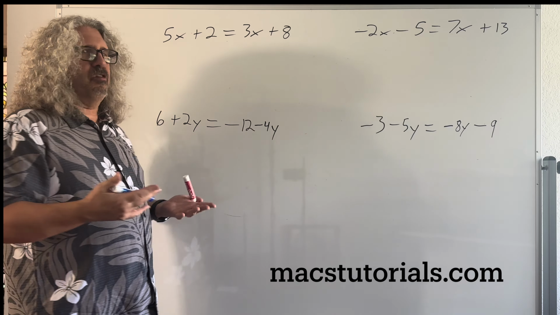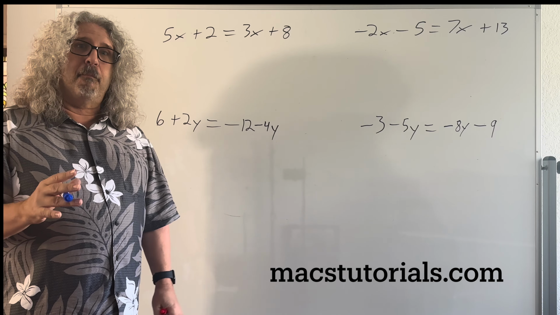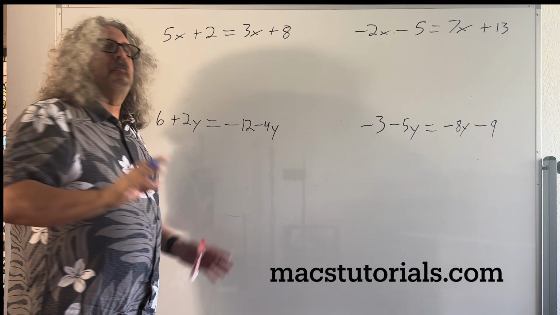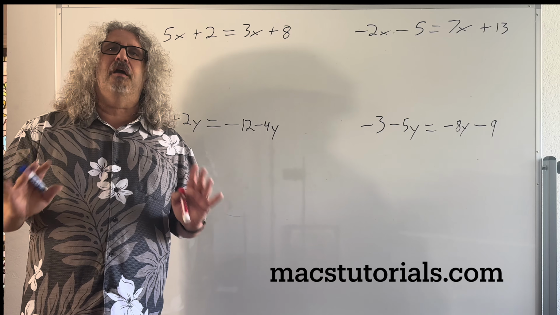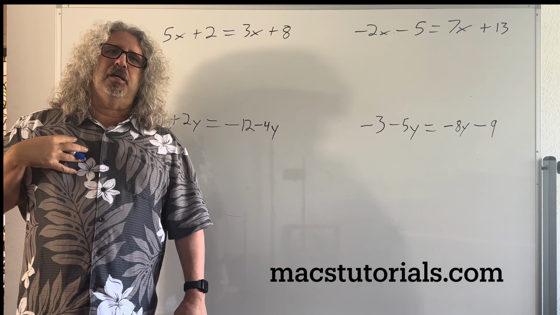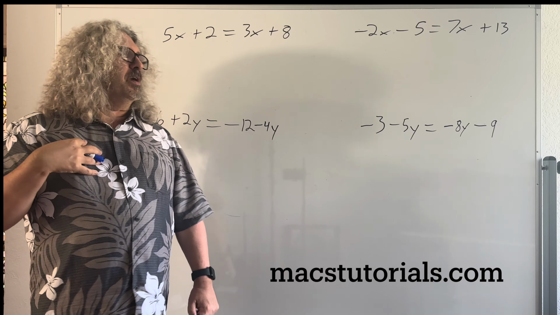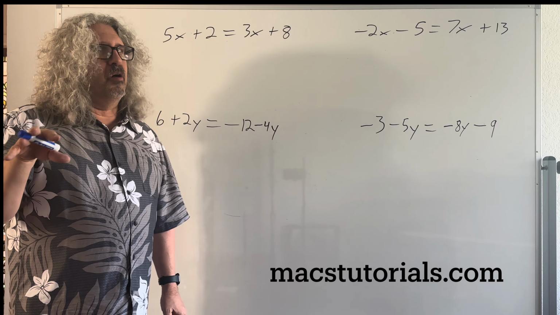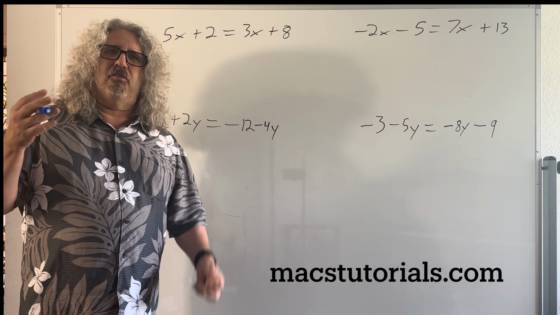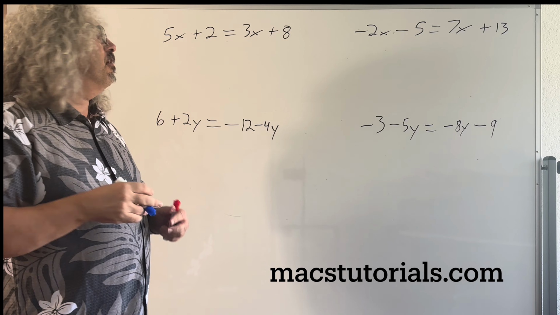And we want to get letters on one side, numbers on the other. Some people like to get all the letters on the left and the numbers on the right. That's fine. If you love doing that, you can do that. However, I like to see it where everybody keeps the letters positive. Because if you can keep the letters positive, you can't always do it, but if you can, usually people make less mistakes with sign errors. So you do it however you want.